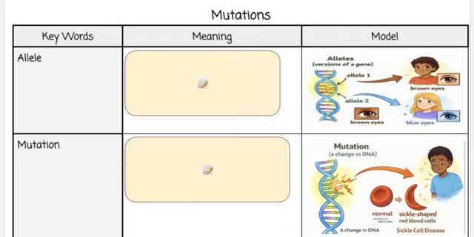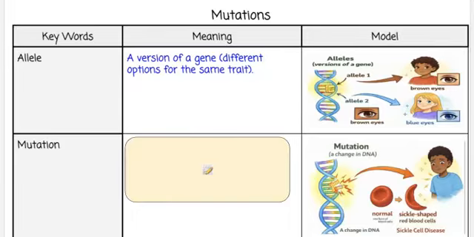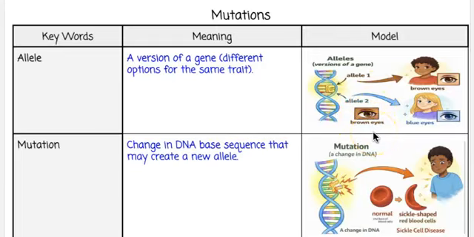Now let's talk about these key vocabulary terms that will help you be successful. Starting with allele, this is a different version of a gene, so you have different options for the same trait. In the model, you can clearly see that in this DNA strand, there are two allele options, one for brown eyes and the other for blue eyes. Whether the allele or the gene is turned off or on depends on what trait the person will have.